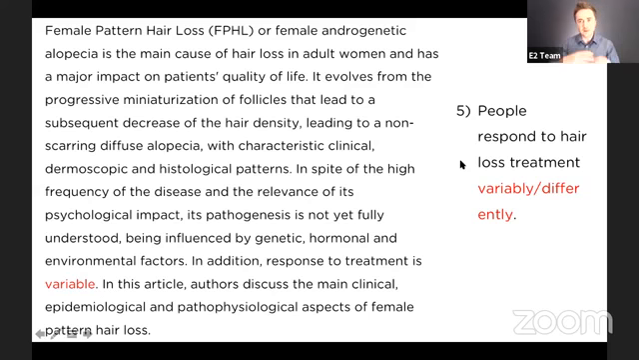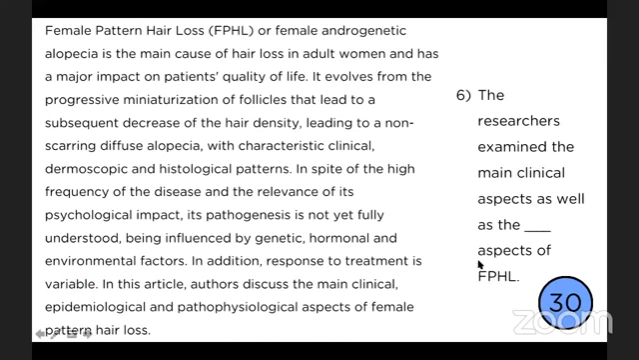Now, if we're going to take that word, the same meaning, but then change it for grammar, we have to turn it into an adverb. We need to say, people respond to hair loss treatment variably. Or you could have written differently, or even in different ways would be fine. In different ways, 3 words, would also be correct, because you've kept the meaning of that word but changed it for the grammar. Okay? Here we go.